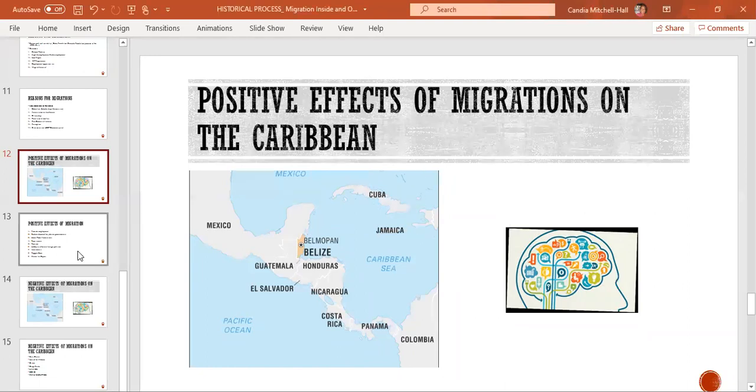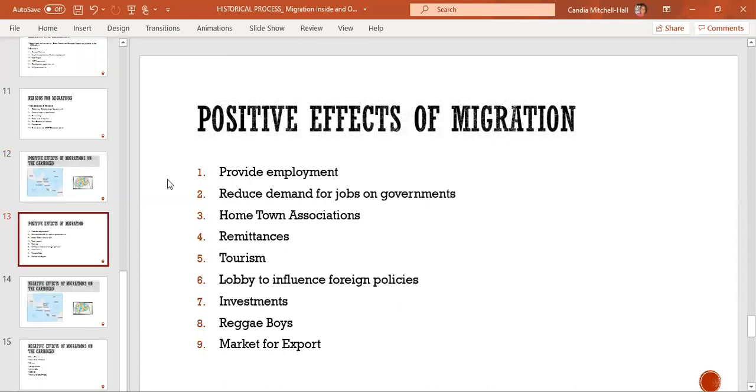All right, so those are some of the positive effects of migration. Some of these we would have mentioned already. For example, number 9, market for export. This was properly developed. Provide employment, which Sanchez would have mentioned. Gilbert would have also talked about reduce demand for jobs. So a lot of people, when somebody leaves, there's opportunities, so once you have somebody that working in a position, once they migrate, somebody else gets the job. So the government has less trouble in finding jobs for people.